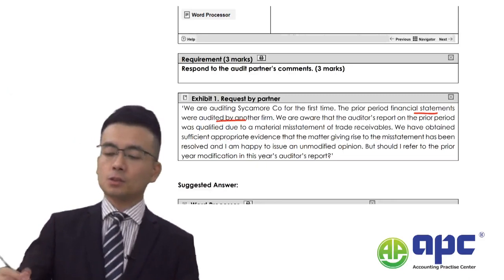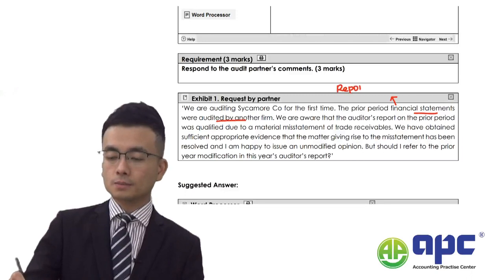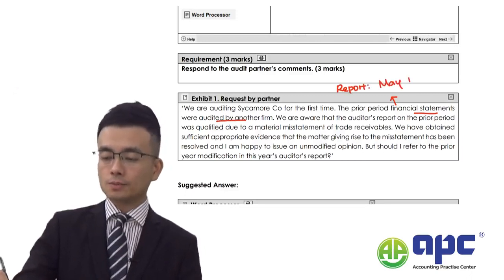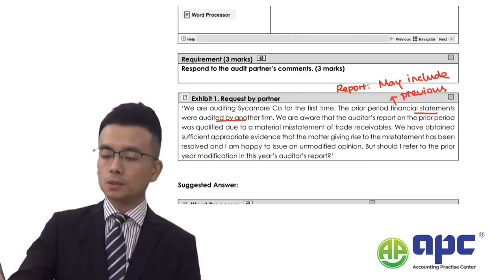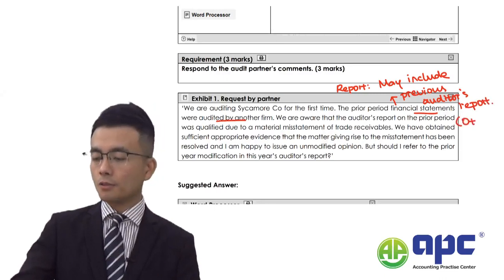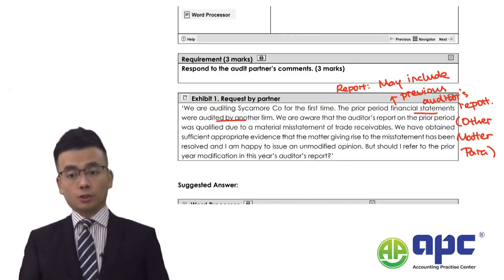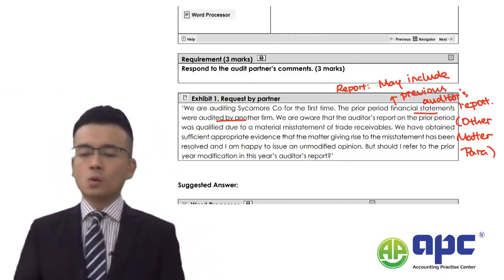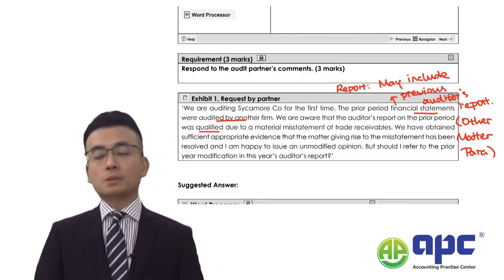So if that's the case, what we should do in our audit report is we may include the previous auditor's or the predecessor auditor's report in the other matter paragraph. Essentially, it's our choice. And we are aware that the auditor's report in the prior period was qualified due to a material misstatement of the trade receivable.